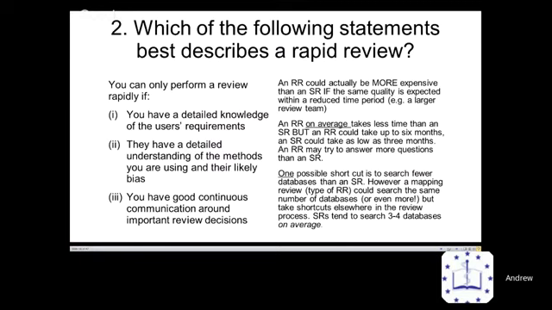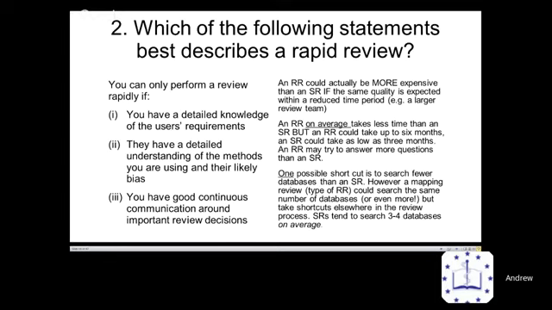So we can't distinguish a rapid review on price, because it could actually be more expensive than a systematic review. If you want a clear answer in a very reduced time period, you might have a larger review team. So you could be spending the same money in a shorter period of time. You could be spending more money. On average, and so to this extent, if we're talking only on average, people are correct. A rapid review will take less time than a systematic review, but averages lie.